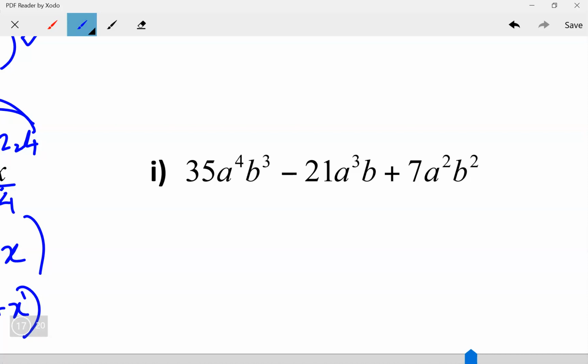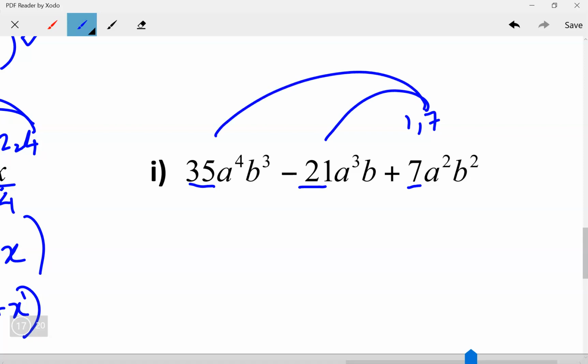Again, if you haven't tried this one, I'd give it a try, so pause the video. I'll give you a couple seconds. But again, the greatest common factor here would be, there's only two factors for this, 1 and 7. 7 goes into 21 and 35, so 7.